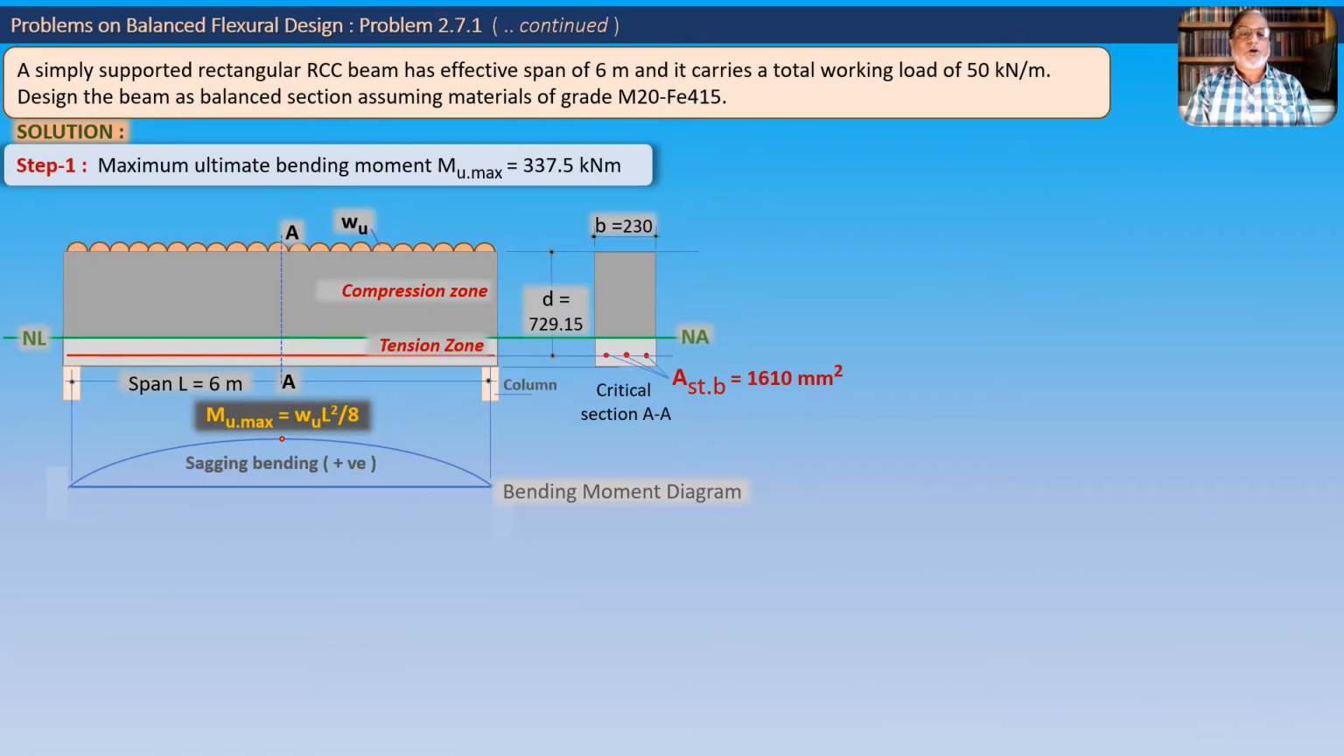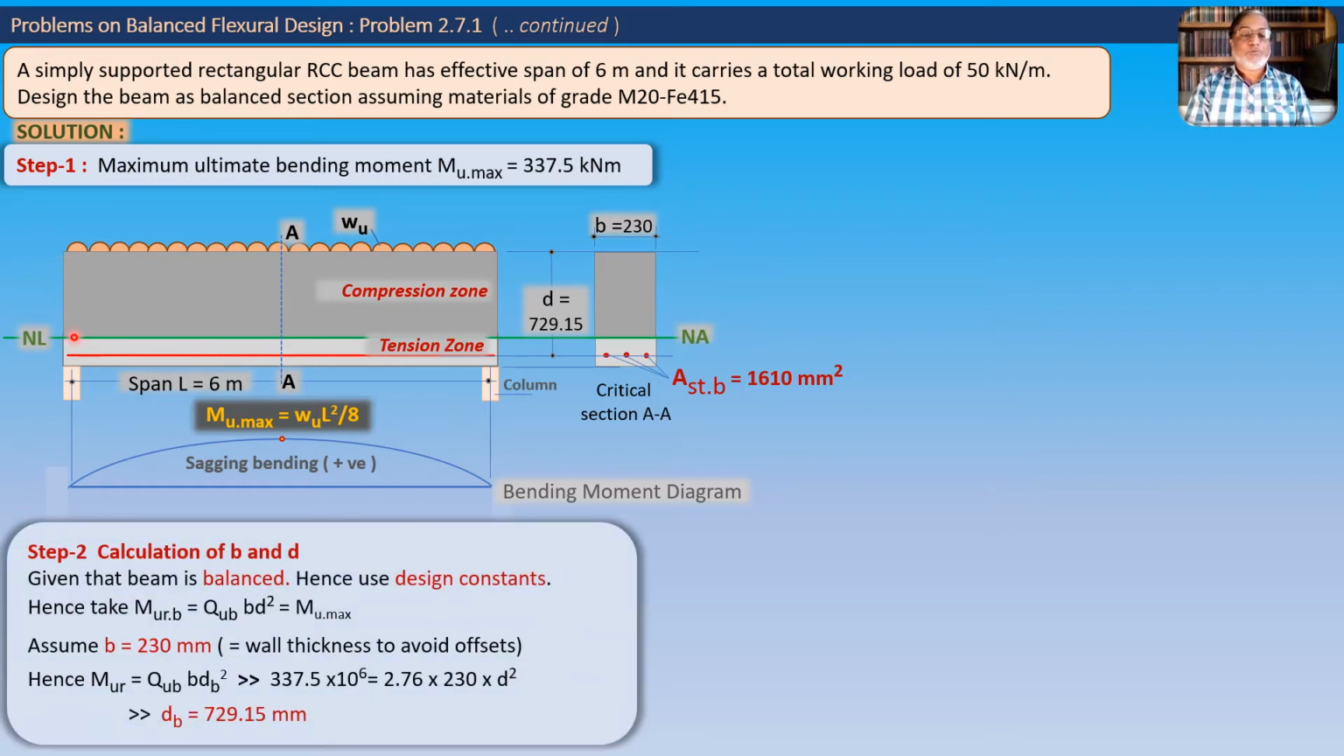In continuation of the problem, we will now proceed to step 2. Step 1 has given us the maximum ultimate bending moment value Mu max as 337.5 kilonewton meter, and this is the data that we have got. Now we will proceed to step 2. We want to design the beam, which means, as we said earlier, we have to find the cross-sectional dimensions and the area of steel. So in step 2, we will calculate the values of B, the breadth, and D balance, the depth for the balanced section. Given that the beam is balanced.